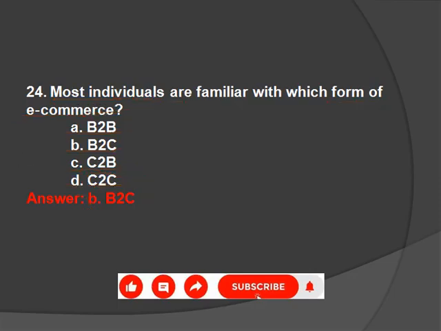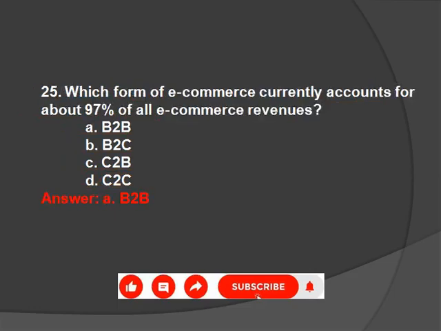Next question. Which form of e-commerce currently accounts for about 97% of all e-commerce revenues? Given options are B2B, B2C, C2B, C2C. Your correct answer is option A, B2B.